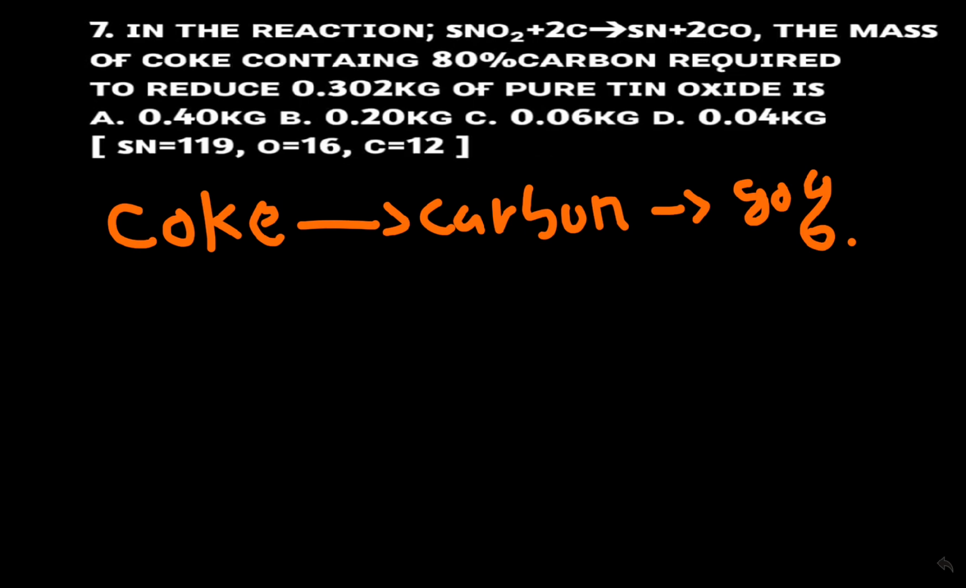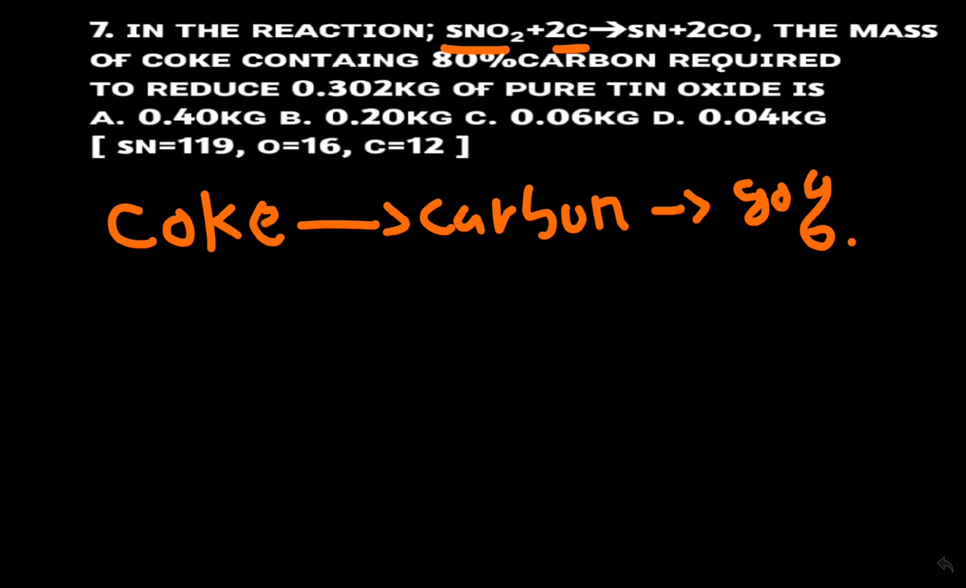0.302 kilogram of pure tin oxide is dash. So the first step here is that we are going to calculate the amount of carbon needed to reduce the tin oxide. According to the equation, we have carbon here and we have tin oxide here. So first we need to make use of this equation and calculate the amount of carbon first that we need to use to reduce the tin oxide before we go further to calculate the percentage of coke actually. So the first step to take is using the balanced equation.